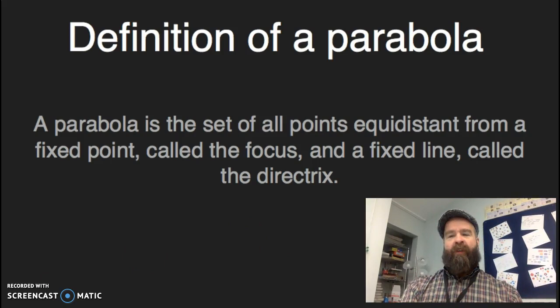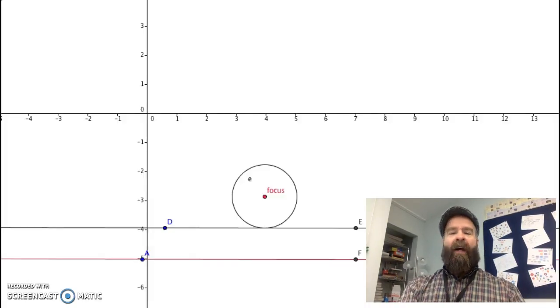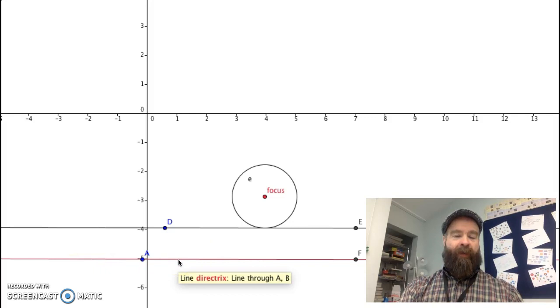So I built a little construction here where I have a fixed point right here that we're calling the focus, and a fixed line down here that we're calling the directrix. Now, the focus and the directrix are what define the parabola, and all points in the parabola are an equal distance away. So first of all, I want to talk about how to get points that are the same distance away from the directrix. If I were talking about points that were, say, 1 unit away from the directrix, this point is 1 unit away from the line, this one is, this one is, this one is, this one is.